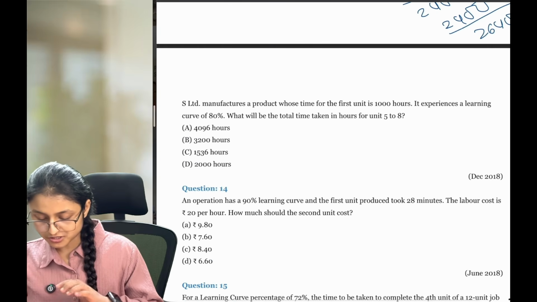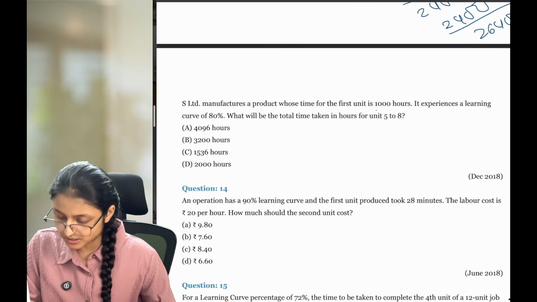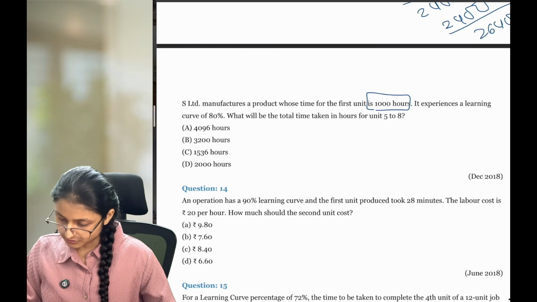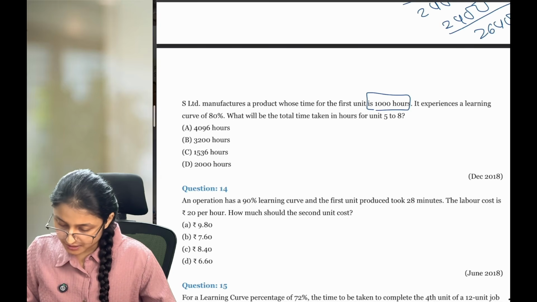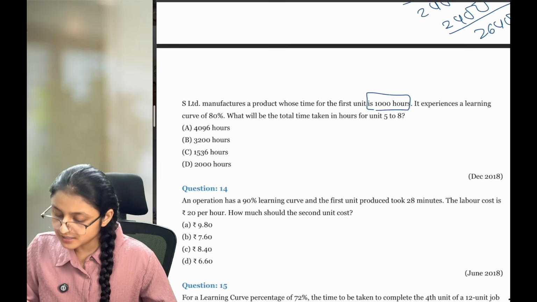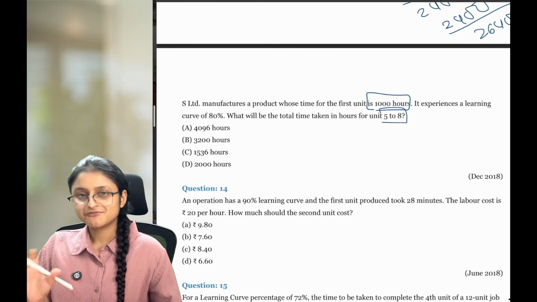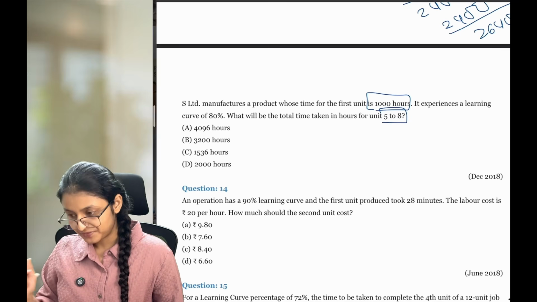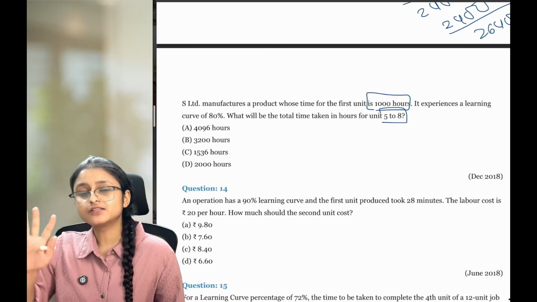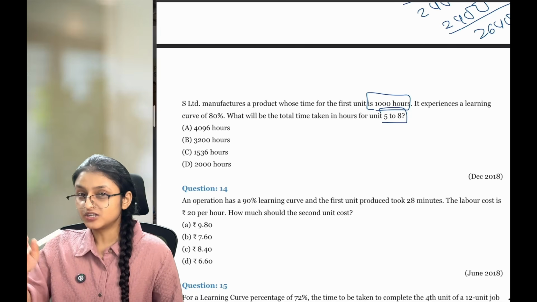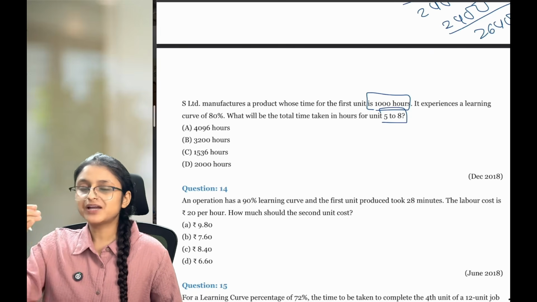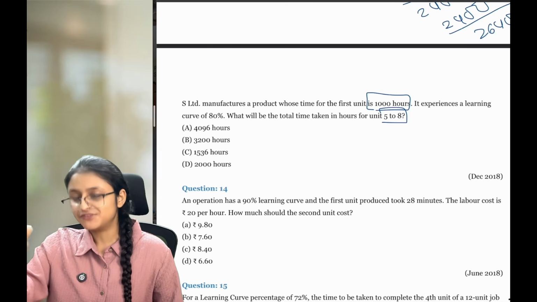S Limited manufactures a product whose time for the first unit is 1000 hours. For the first unit we are taking 1000 hours. It experiences a learning rate of 80%. What will be the total time taken in hours for 5 to 8 units? For 5 to 8 units you need to calculate total time. Now for calculating this, first I have to calculate the total time for 4 units and total time for 8 units together. 8 minus 4 will give you the time period for 5 to 8 units.